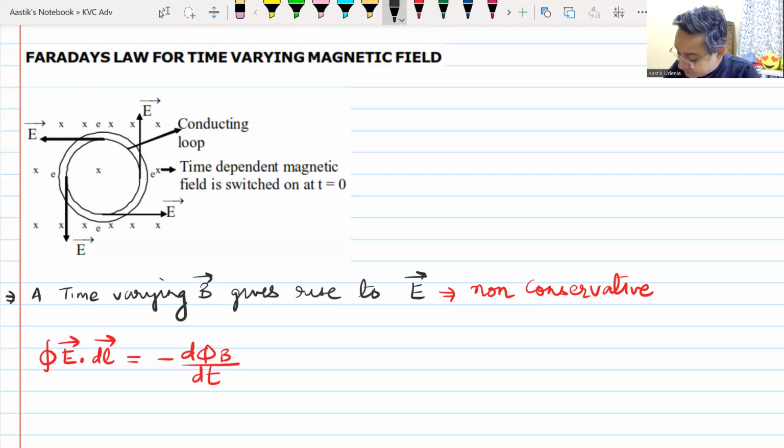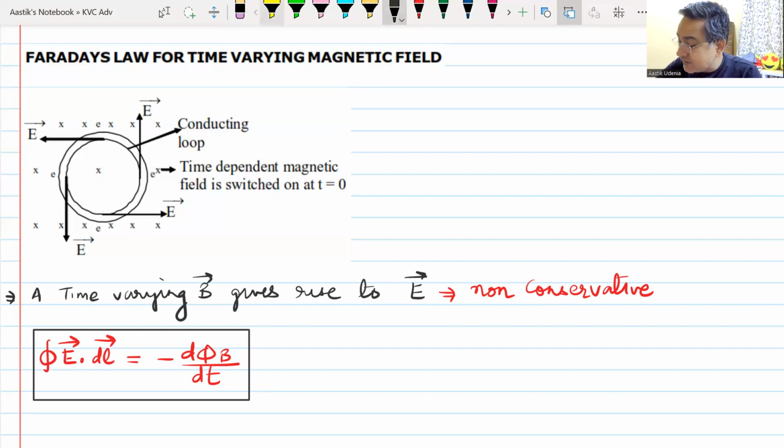That means this equation that we see comes into the picture for a time varying magnetic field. Yes or no? Yes, sir.